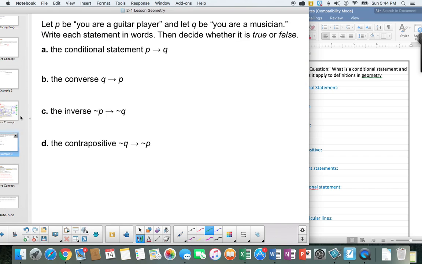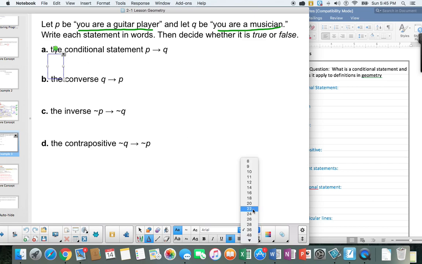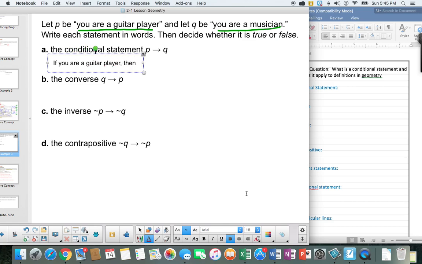Okay, let's see if we recognize the symbols and what to do with them. P is you are a guitar player. Let's go ahead and redo that one. P is you are a guitar player. And Q is you are a musician. All right, so let me go ahead and write the answer. So I want the conditional statement, which is an if-then statement. If you are a guitar player, then you are a musician.